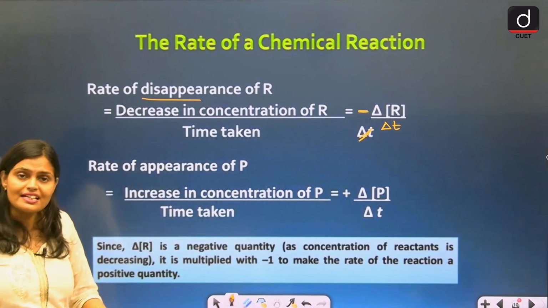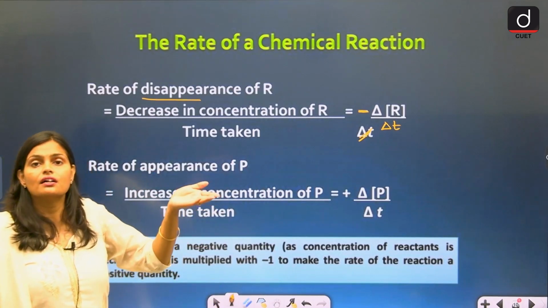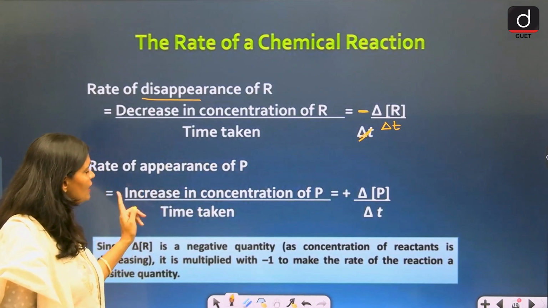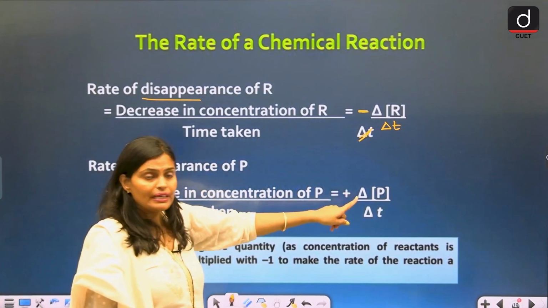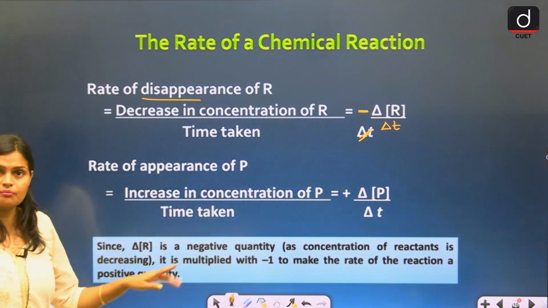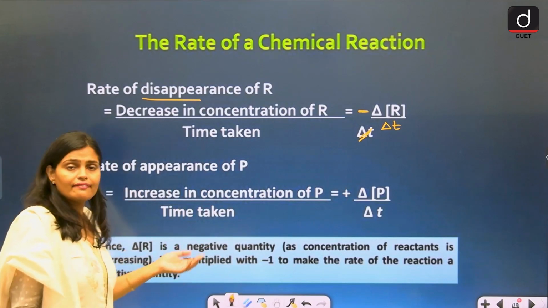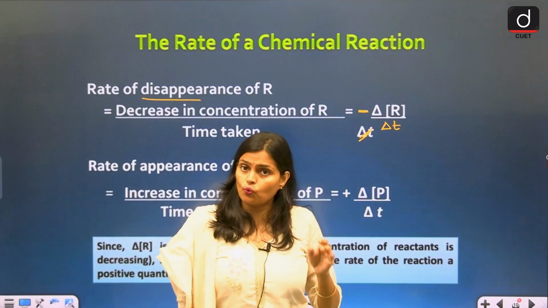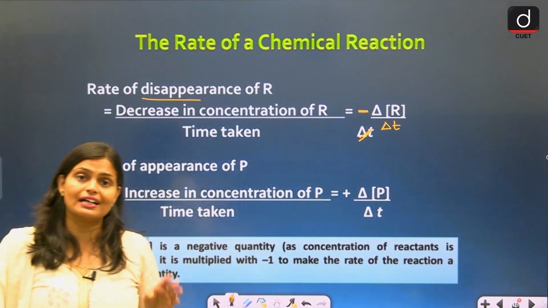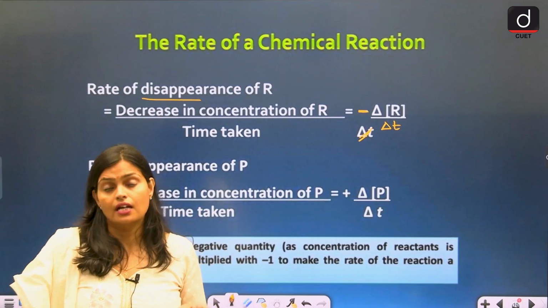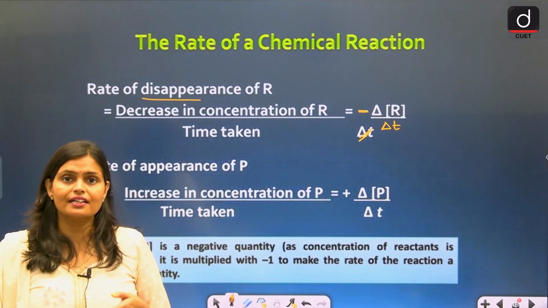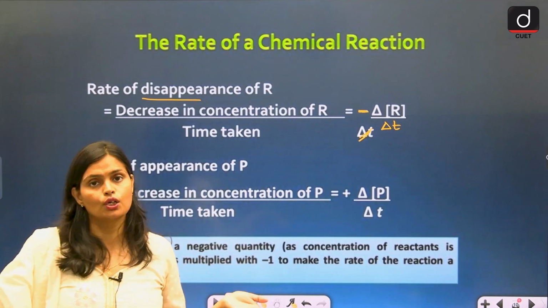Similarly, as the reactant decreases, the product formed increases. So the rate of appearance of P is equal to the increase in concentration of P. For increase, we add a positive sign and divide by time taken. Please remember the negative and positive signs, because this is the only crunch you have to remember in this topic. Most of the time you forget adding the minus and plus signs. The minus sign indicates a decrease in reactant concentration, and the plus sign indicates an increase in product concentration.